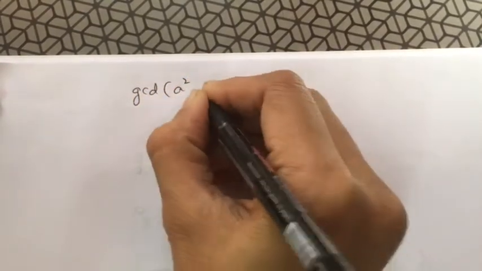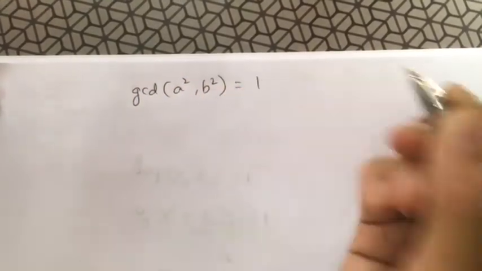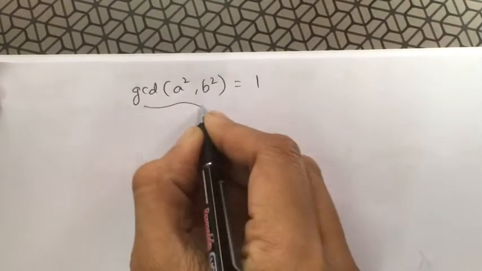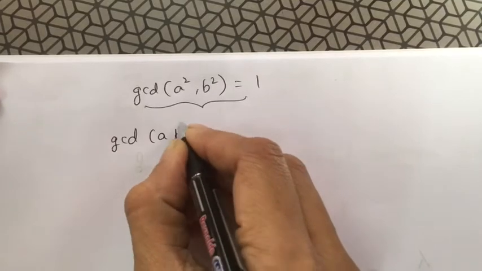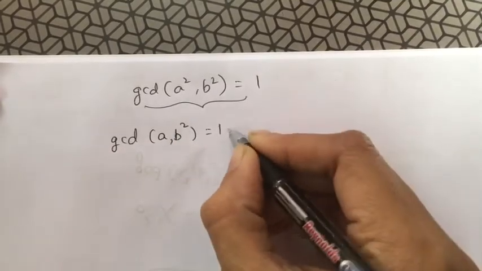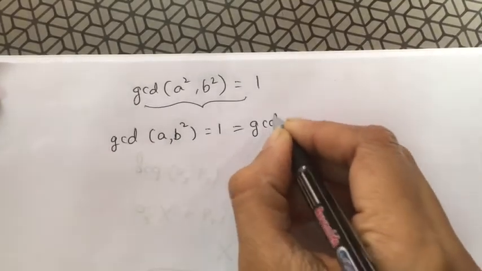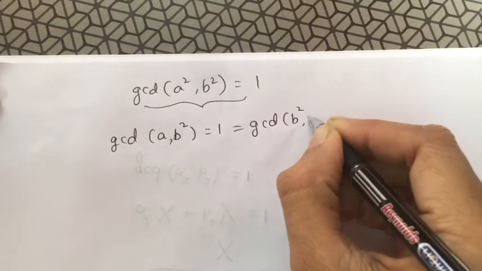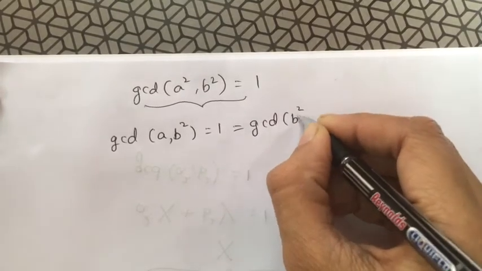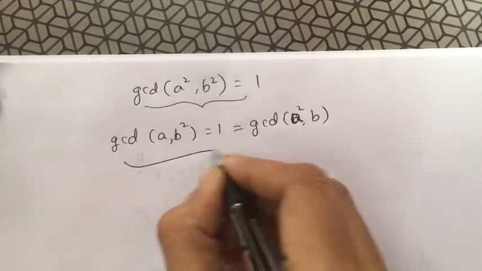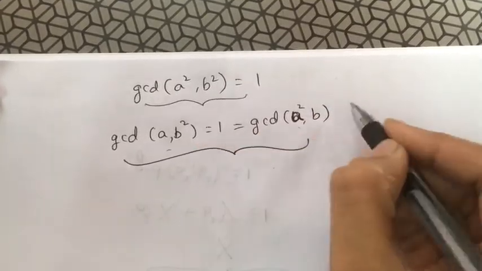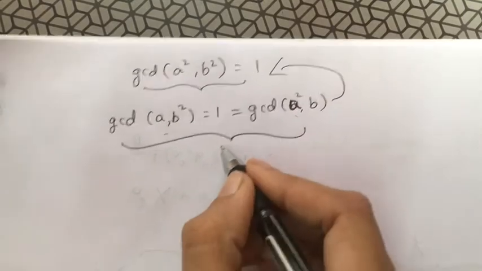You have to prove GCD of a square b square equal to 1, right? So before proving this, try to prove GCD of ab square equal to 1, which is same as writing GCD of b square, a square b. If you can prove this, then from these two you can write this. I'll just mention how to prove.